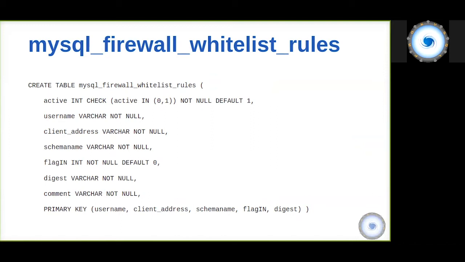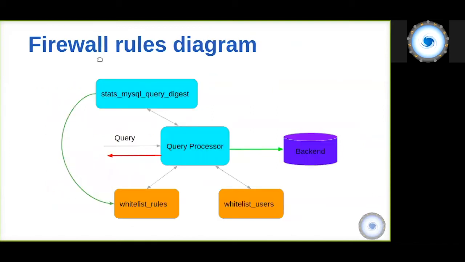So basically, how to combine all this together. Going back to the diagram, when a query hits the query processor, it will determine the mode of the user. It could be either off, detecting, or protecting. If it is detecting or protecting, then it will query the whitelist rules table to determine if the query is allowed or not. And how do we configure these tables?